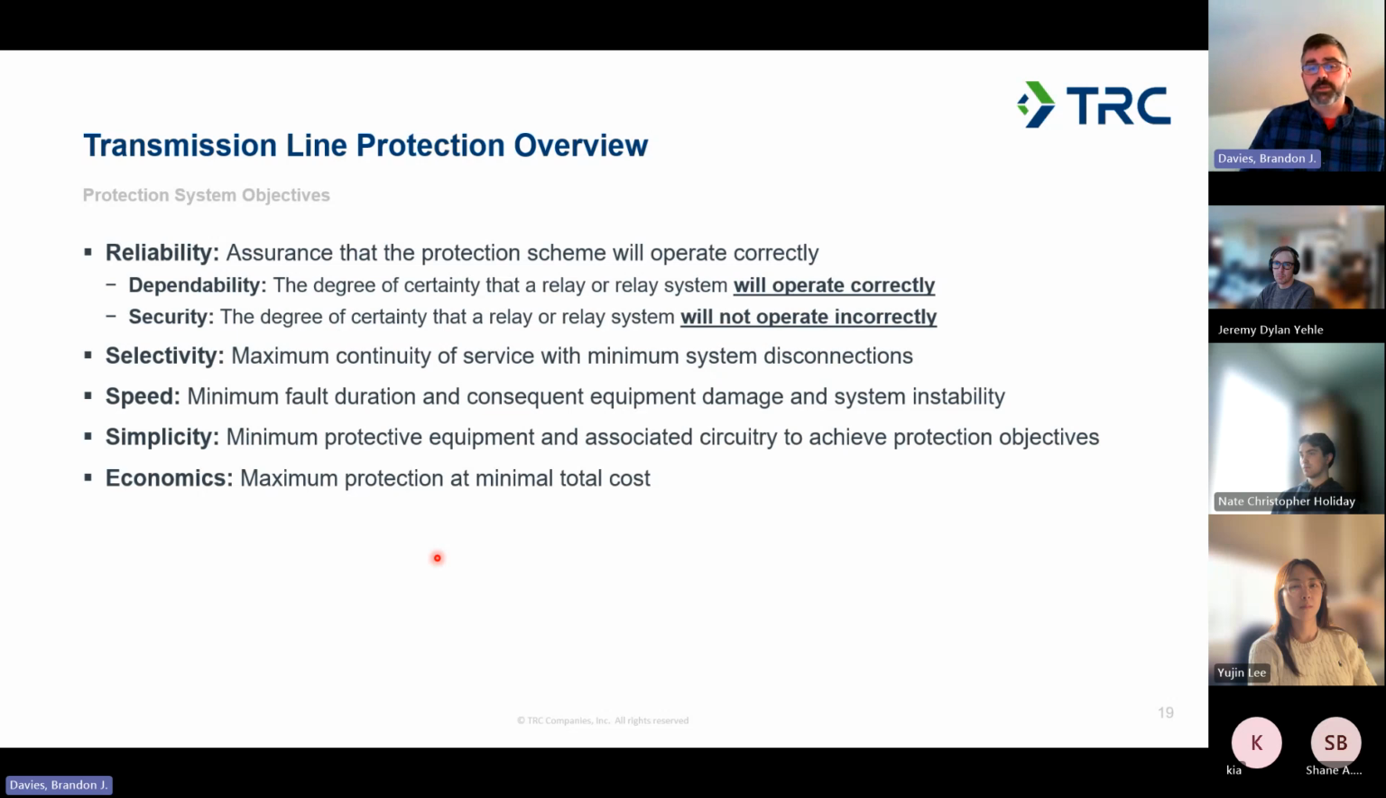And lastly, economics. You want to provide the most protection you can at the lowest cost. Relays and protection is a very small piece of the overall cost of operating the power system and substation upgrades. So generally, utilities don't avoid providing the right protection based on cost. However, there are some cases that does come in.